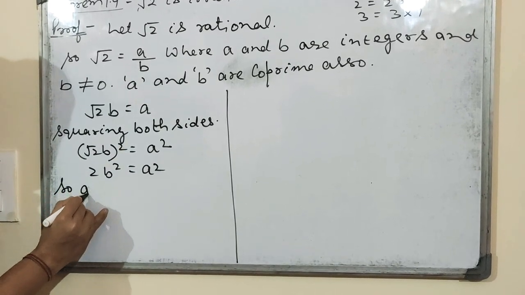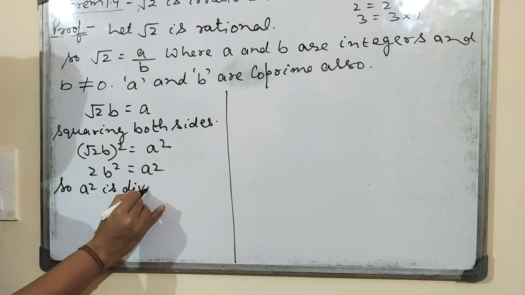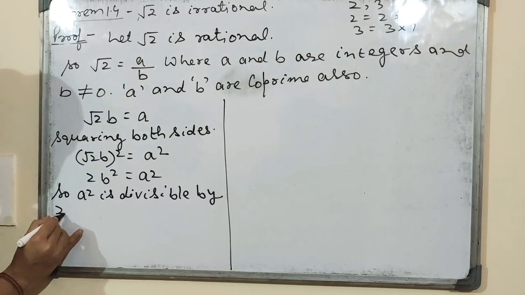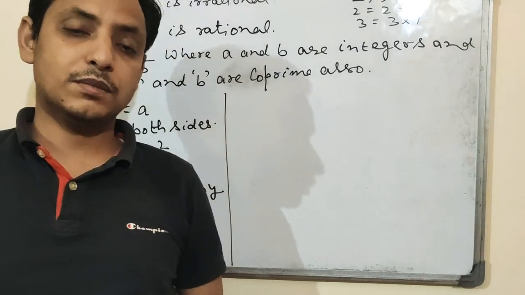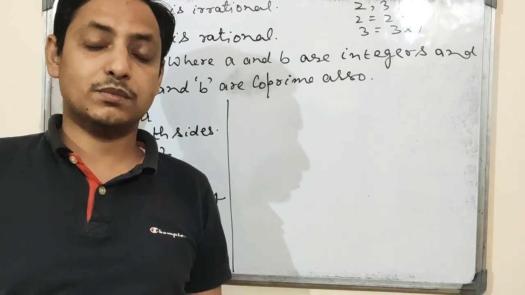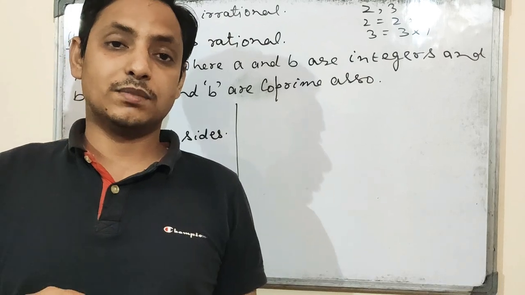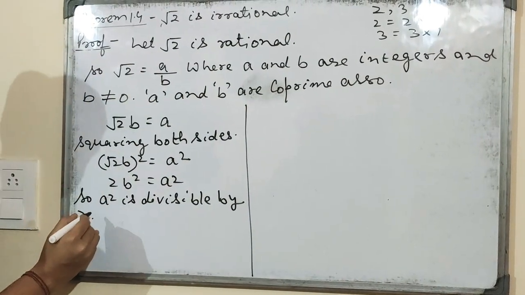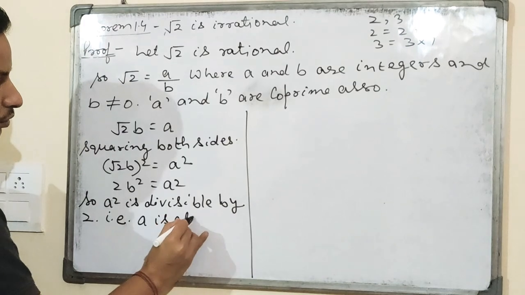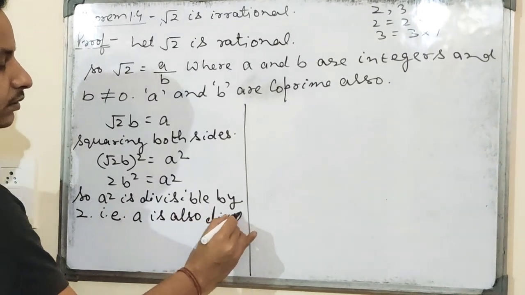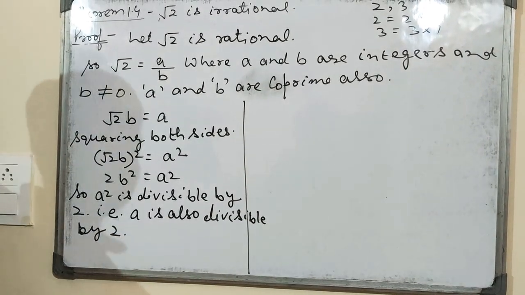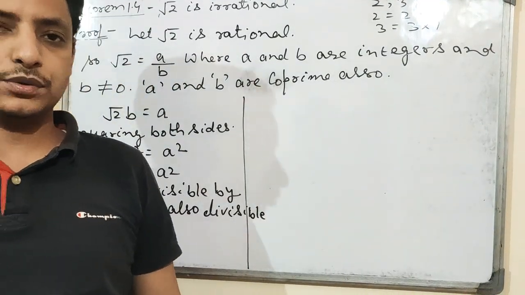So a square is divisible by 2. If a square is divisible by 2, then a must be divisible by 2, because if the square of any number is divisible by 2, then that number should also be divisible by 2. Therefore, a is also divisible by 2.